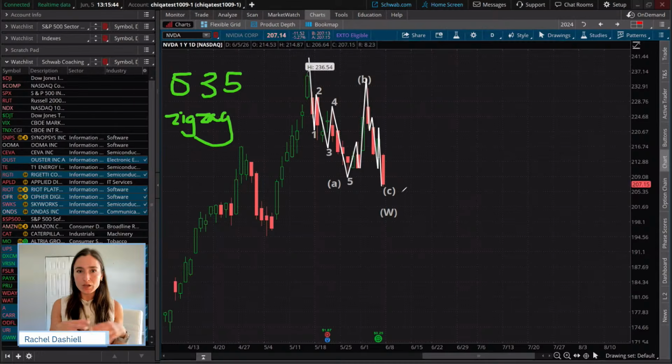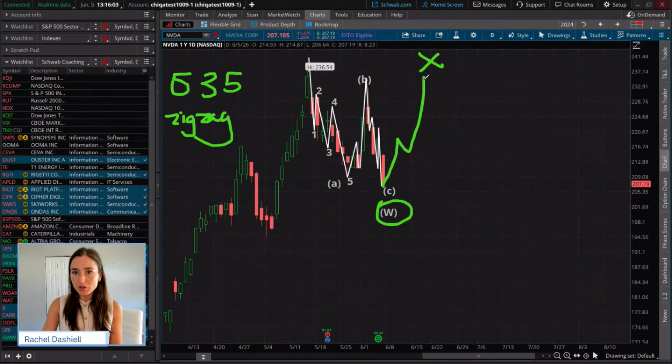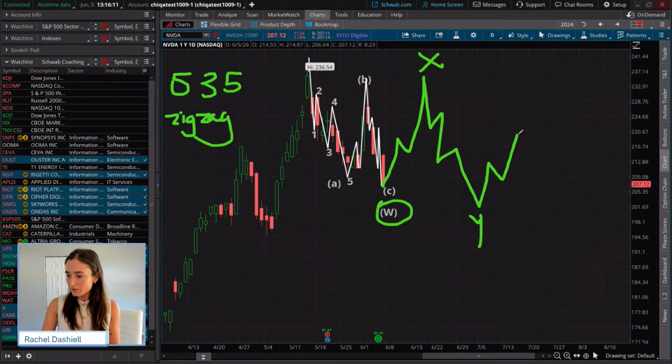So again, a double three, or we call it a combination or a double zigzag, however you want to call it. Essentially it's two of these 5-3-5 patterns looking just like this, but you have that wave three in the middle. So this would be labeled W of the wave. This would be labeled X, and then we have another 5-3-5 that could take us lower. So 1, 2, 3, 4, 5. This would be your Y. We have 1, 2, 3.